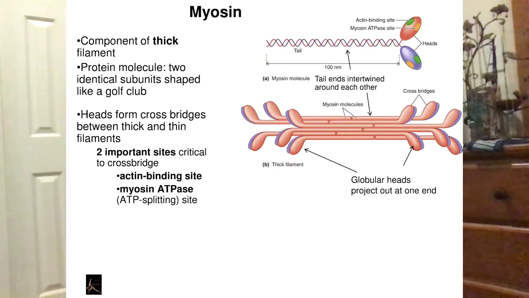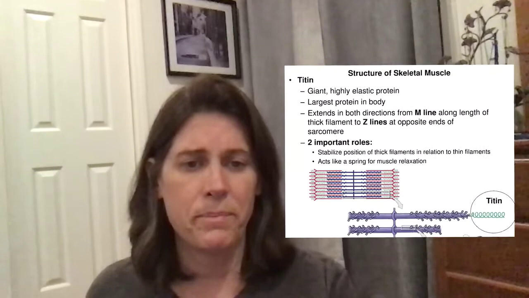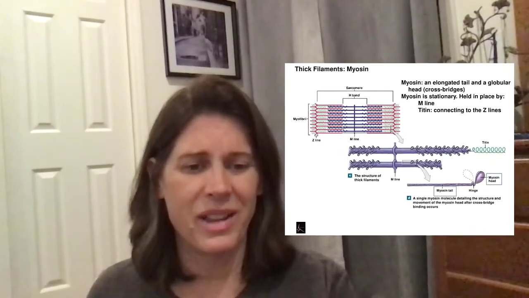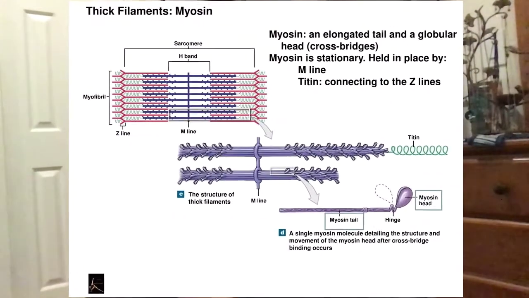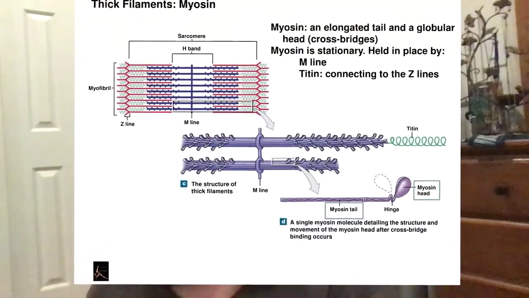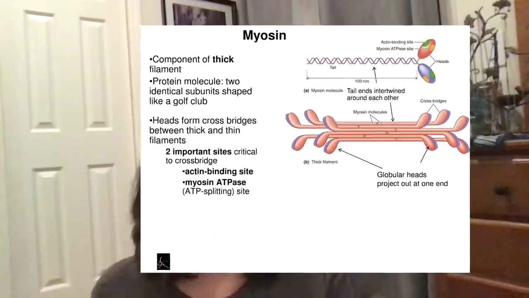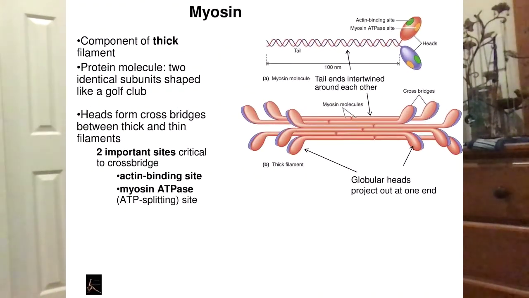And it pulls because it swivels its head. Remember I mentioned two slides ago, it's got that hinge. And you can see the myosin head can swivel. It needs ATP to do that. So that means our myosin head also has an ATP binding site. And there you can see myosin ATPase.